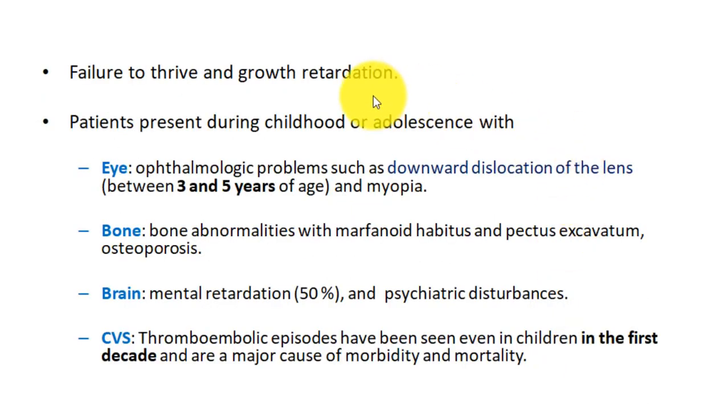The common findings of this homocystinuria are failure to thrive and growth retardation. The eye, bone, brain, and cardiovascular system are involved. In the eye, there is generally downward displacement of the lens between 3 and 5 years of age.